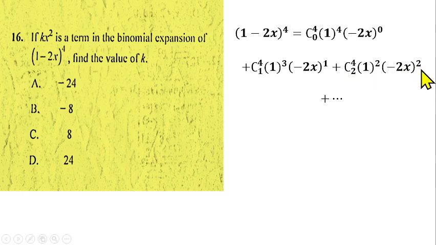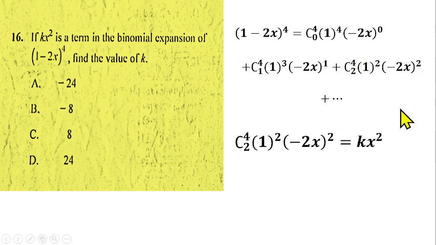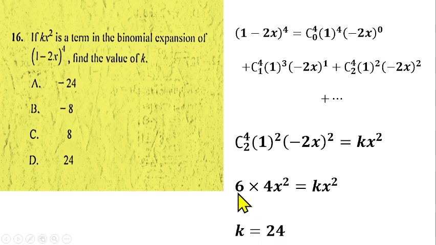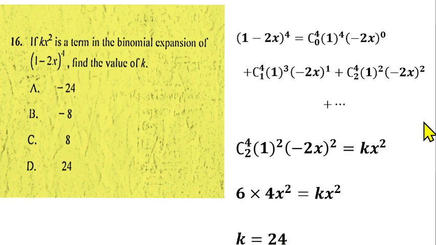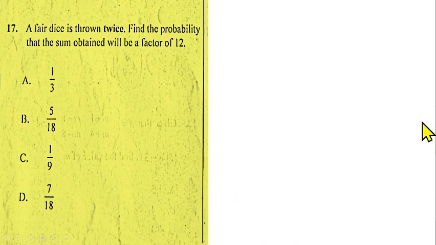So that means we need this term to be equal to ks squared. If you simplify this, 4 combination 2 will give us 6. Then (minus 2s) squared will give us 4s squared, so 6 multiplied by 4s squared equals ks squared. s squared will take care of s squared. So you'll have k equal to 6 times 4, which is 24, which is option D for question number 16. Question number 17 is from probability.